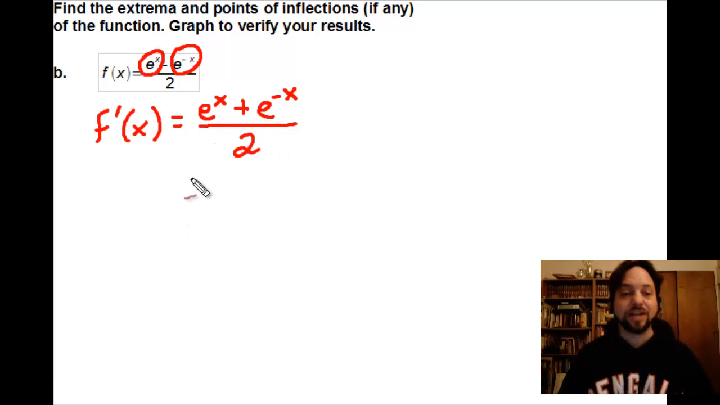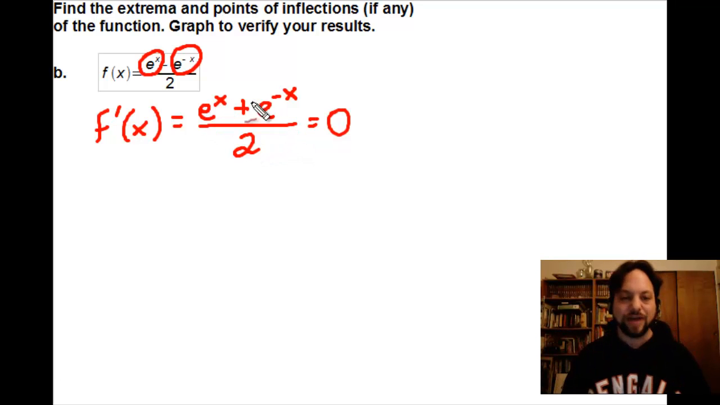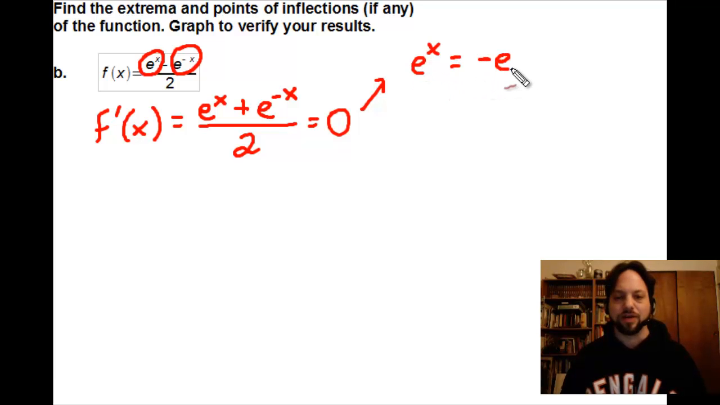Now, to find our extrema, we need to find where this first derivative either equals 0 or does not exist. Clearly, there's nowhere that it doesn't exist. There's no value of x I can put in here where the function goes haywire, so no worries there. Where does this function equal 0, however? In other words, where is e to the x power equal to negative e to the negative x power?